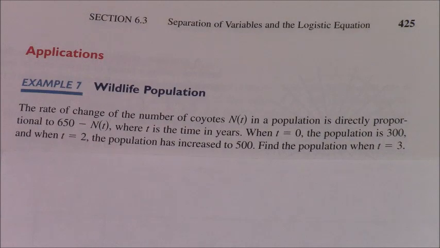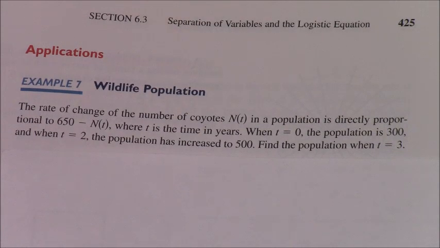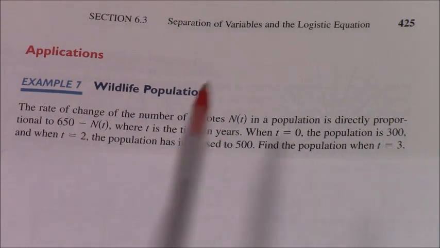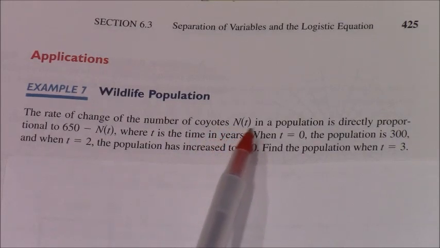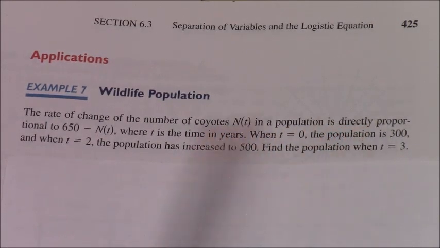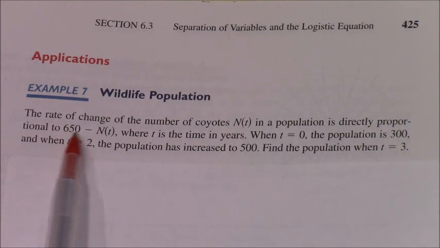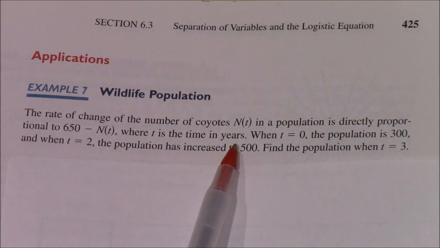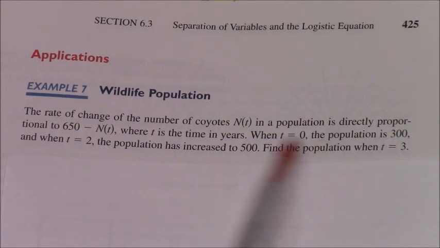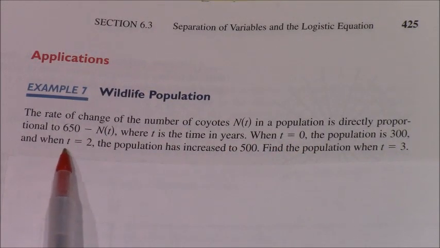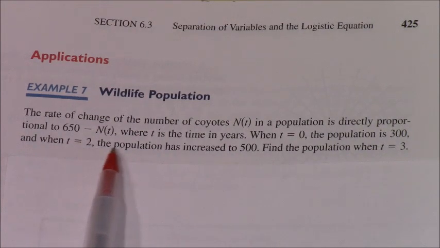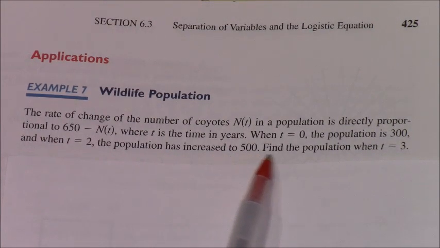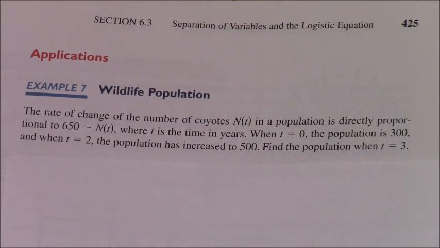And what we're talking about here is a wildlife population. It has to do with coyotes. And it says that the rate of change of the number of coyotes, N of t, in a population is directly proportional to 650 minus N of t, where t is the time in years. When t equals 0, the population is 300, and when t equals 2, the population is increased to 500. Find the population when t equals 3.